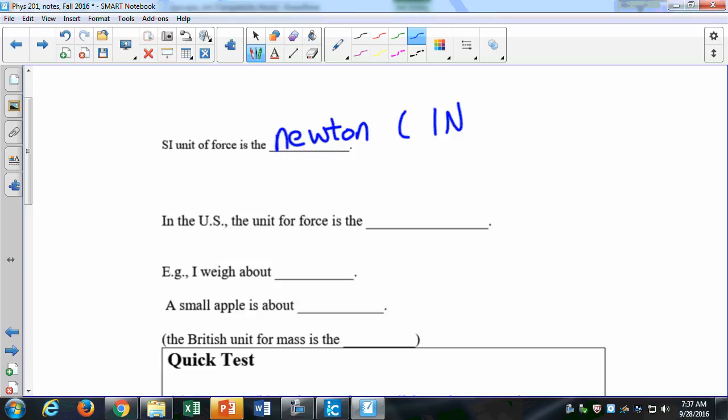The reason we capitalize that unit and we don't capitalize other units is because it's a person's name. So whenever you're dealing with somebody's name, you always capitalize the abbreviation, but don't capitalize it when you write it out, unless you're actually writing that person's name. Just a little bit of trivia for you.